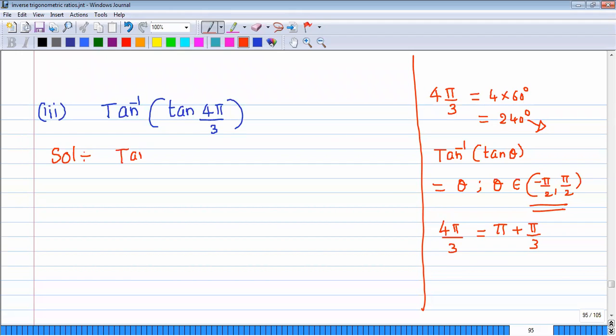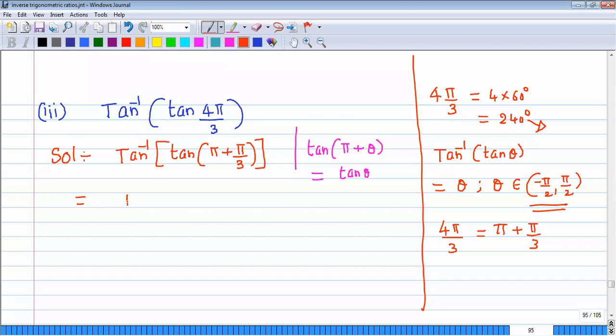So tan inverse of this, we can write tan inverse of tan of pi plus pi by 3. So we have the formula: tan of 180 degrees plus theta. This is third quadrant. In third quadrant, all silver tea cups, only tan and cot are positive. Tan is positive only, tan theta you will be getting.